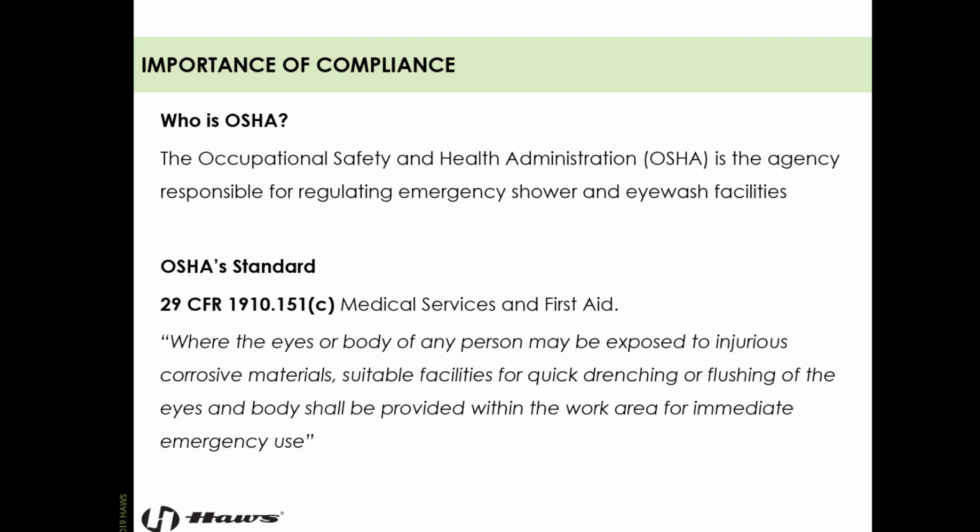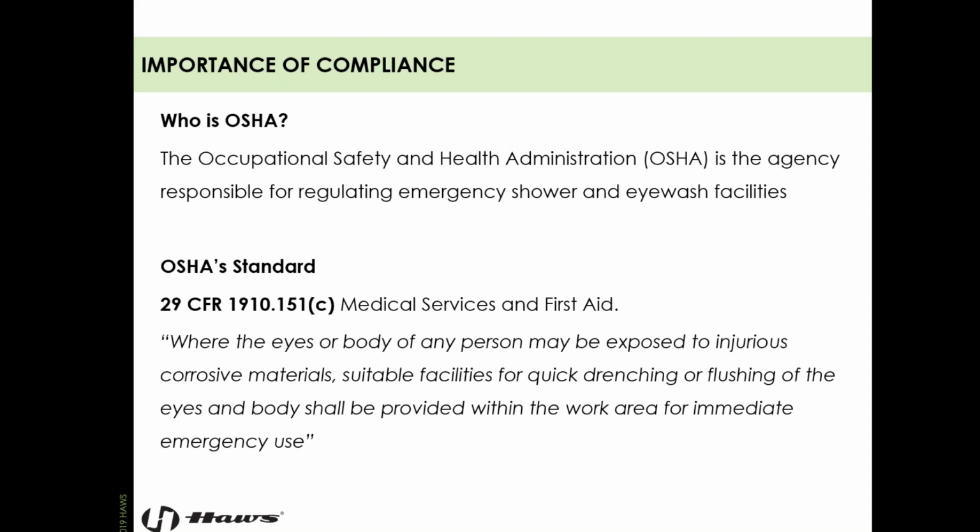And unfortunately, it's very vague. It doesn't give us a lot of information. It's called the medical services and first aid section. And all it tells us is where the eyes or body of any person may be exposed to injurious corrosive materials, suitable facilities for quick drenching or flushing of the eyes and body shall be provided within the work area for immediate emergency use. This doesn't tell us in any way, shape, or form how to accomplish this, right?